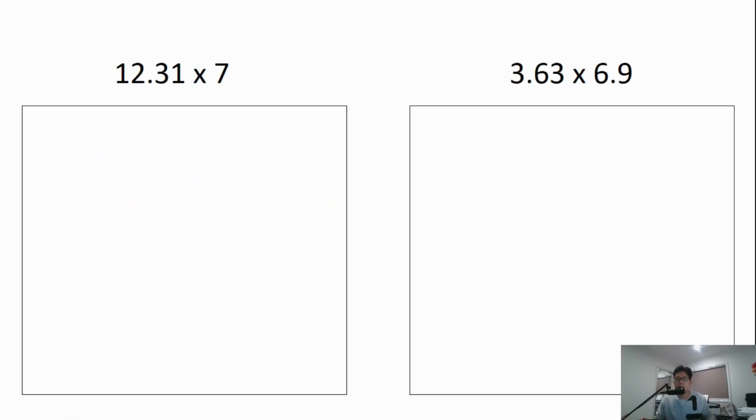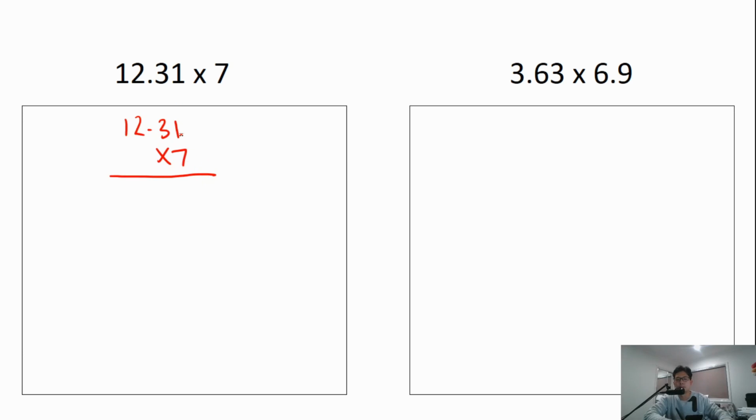Alright, so let's start with the one on the left, 12.31 times 7. I'm going to start it off by writing it vertically. It's 12.31 times 7. And remember, our first step, we perform the multiplication ignoring that decimal place. So we'll just do it like any other multiplication question.